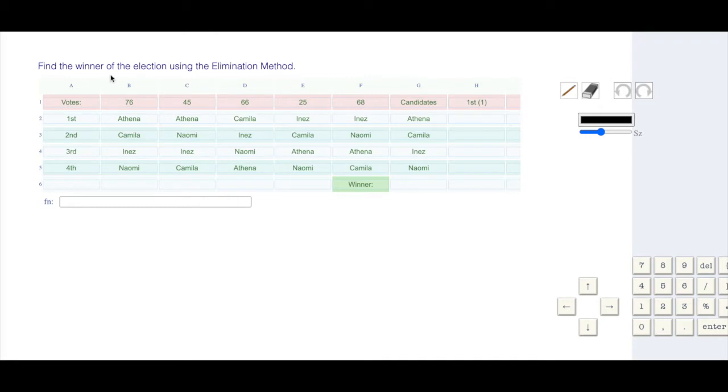Welcome to the elimination method. Find the winner of the election using the elimination method. We just look at how many first place votes each person got. We eliminate the person that had the lowest number.